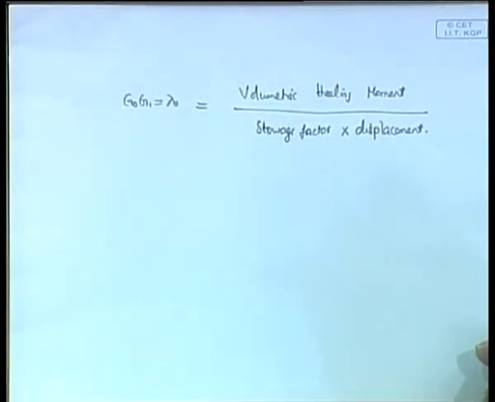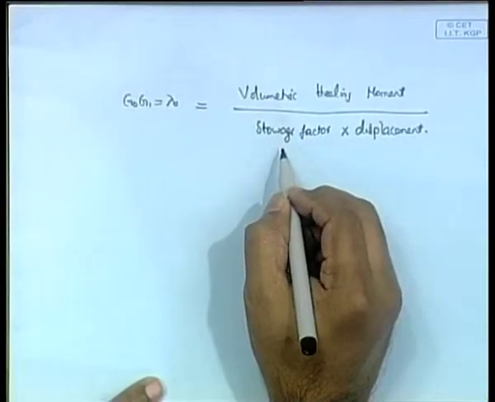So, G0 G1, that is the shift in the center of gravity of the grain. This is the G0 G1 that is producing your healing for the ship, is equal to lambda 0, the volumetric healing moment. Now, this I didn't explain properly: what is stowage factor.